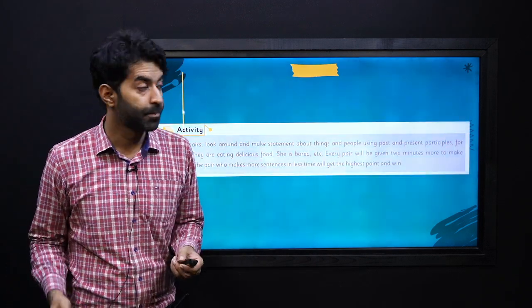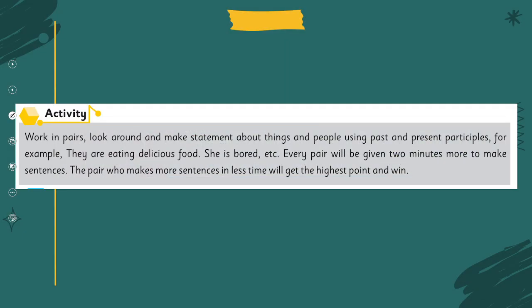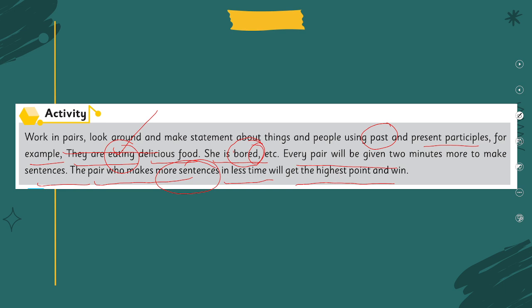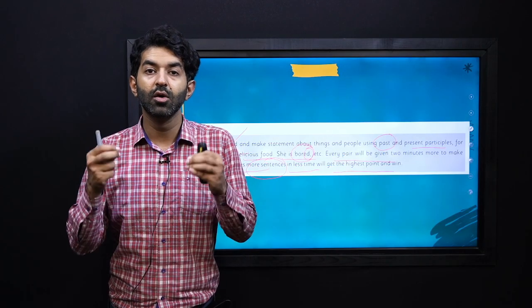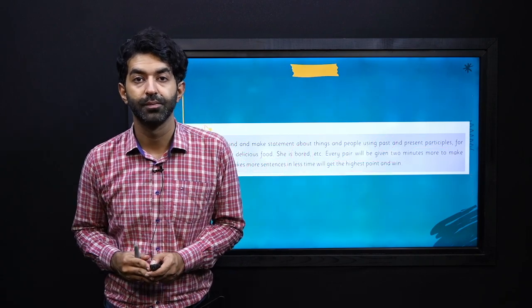Now, another activity that we have is for the past and present participles. For example, they are eating delicious food. She is bored. Eating is a present participle. Bored, we know, ending with ed, is a past participle example. Every pair will be given 2 minutes to make the sentences. The pair who makes more sentences in less time will get the highest points and win. So you will make up your pairs right now and make more sentences than the other pair.